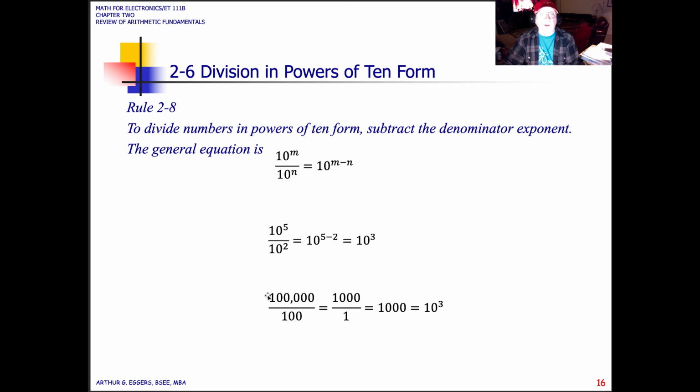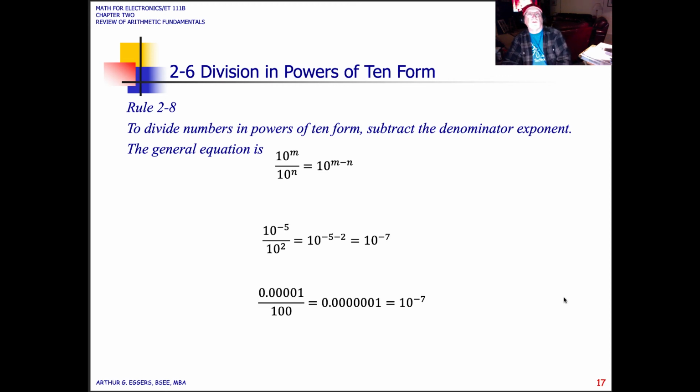Okay, and then we can use the more cumbersome form here, 100,000 divided by 100. You could very easily just say, okay, well, I'm going to cancel those zeros, and I'm going to cancel those zeros. I'm left with 1,000 over 1,000, which gives me 10 to the 3rd. To divide numbers in powers of 10 form, subtract the denominator exponent. Again, we've got the same sort of relationship here.